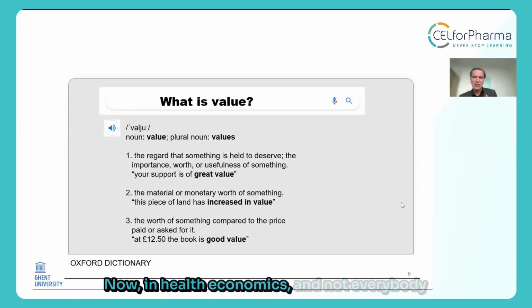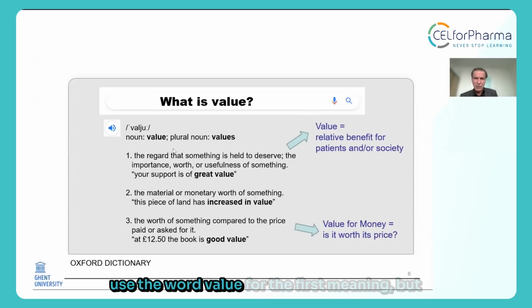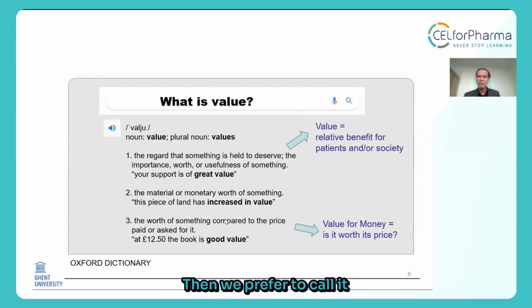Now, in health economics, and not everybody is following this, but let's say many prefer to use the word value for the first meaning: what is the relative benefit of a treatment, for instance, for patients or for society? And to use the term value for money when we are talking about the third meaning. Is it worth its money? Then we prefer to call it value for money.